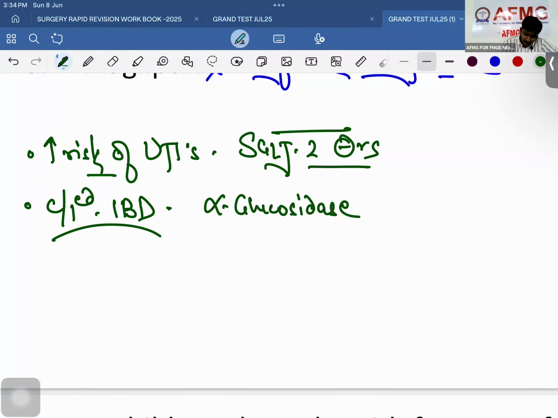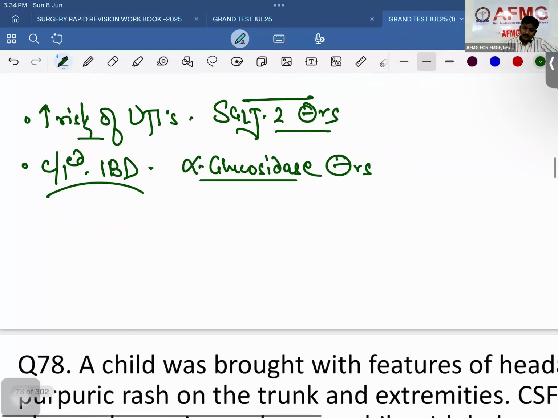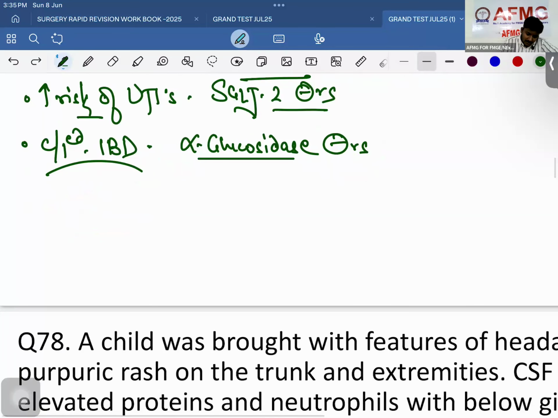Alpha glucosidase inhibitors, drugs like acarbose, voglibose, miglitol. These acarbose like drugs are usually contraindicated in patients of IBD beta. That is what is important to be remembered. Okay? If they ask you what is the drug that is known to cause megaloblastic anemia?